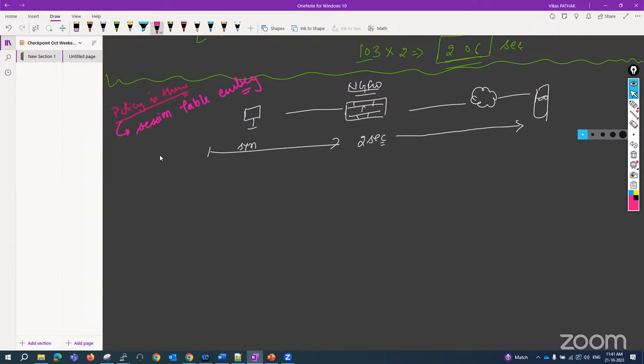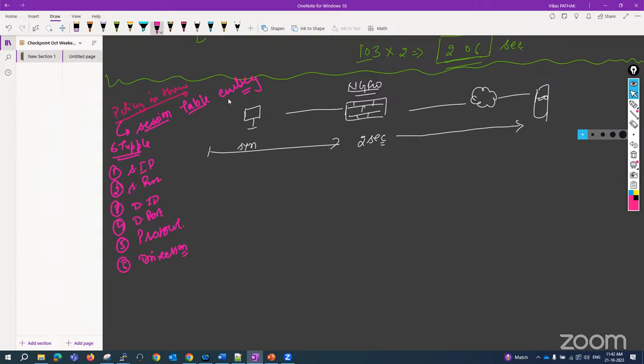What is a session table entry? Session table entry is the entry where the firewall maintains six tuple. Six tuple means six types of information. The first is source IP, source port, destination IP, destination port, protocol, direction. These six pieces of information will be maintained in the session table.